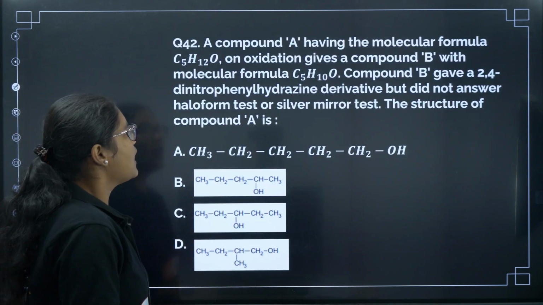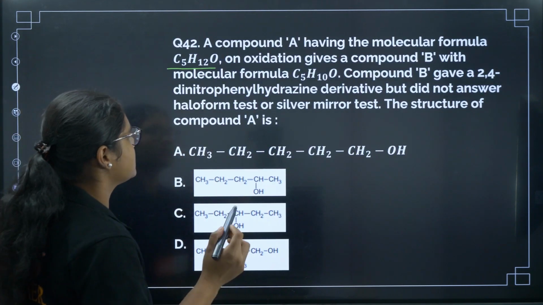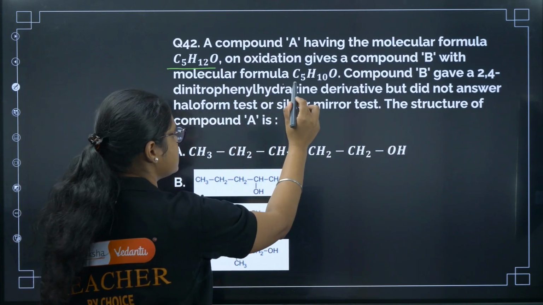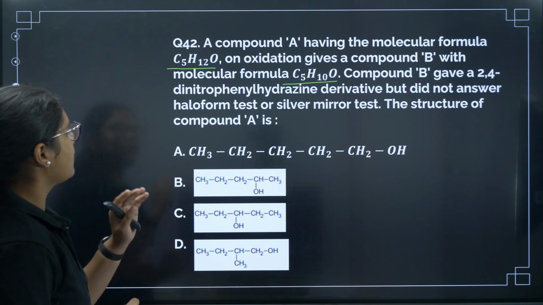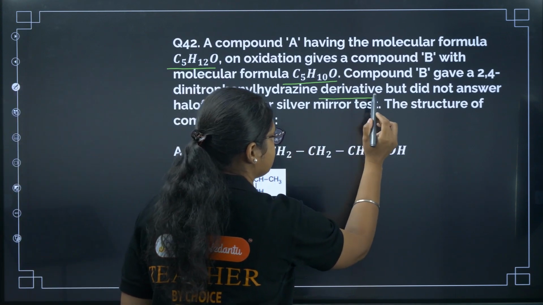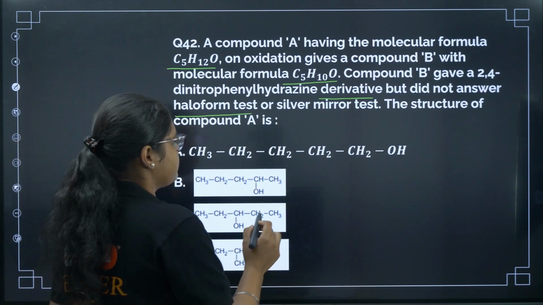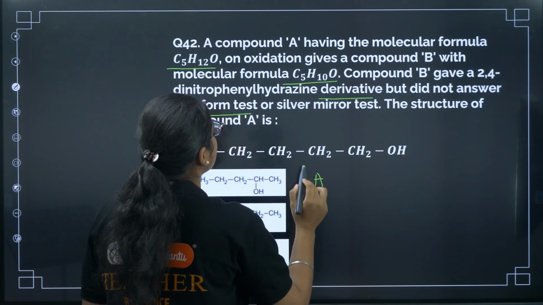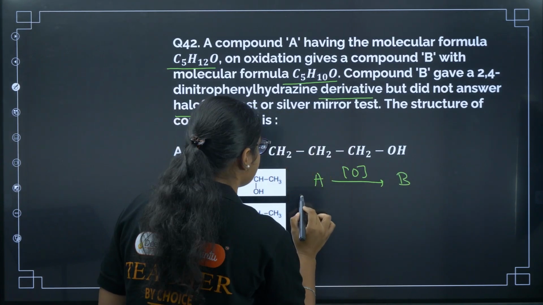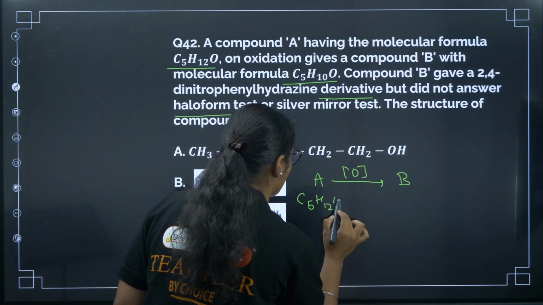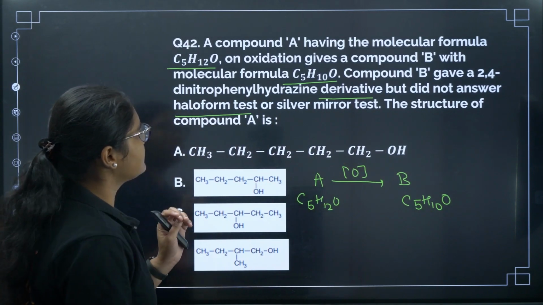Next, a compound A having the molecular formula of C5H12O on oxidation gives a compound B with the molecular formula C5H10O. So two hydrogens have been removed. Compound B gave a 2,4-dinitrophenylhydrazine derivative but did not answer the haloform test. So from this, let us first write it in schematic form. A, when it undergoes oxidation, gives B. A's molecular formula is C5H12O. B's molecular formula is C5H10O. Now what is told about B?